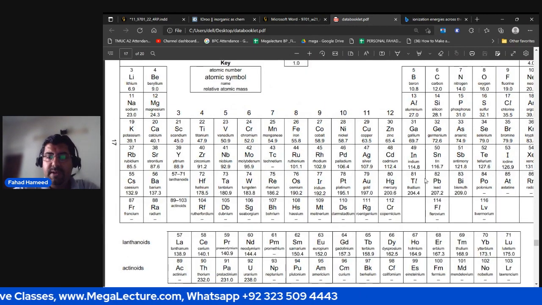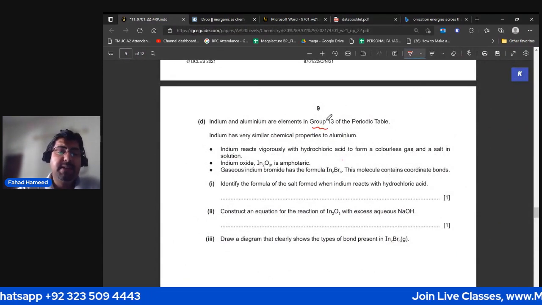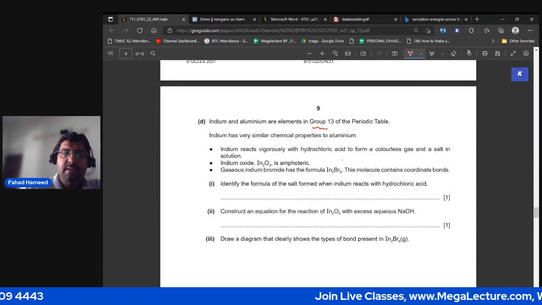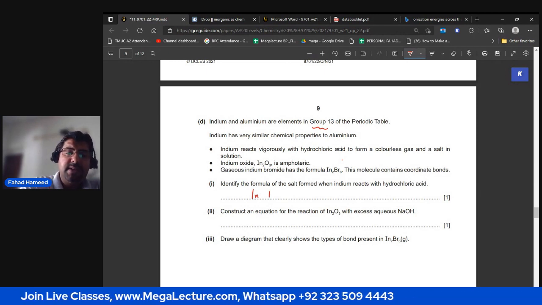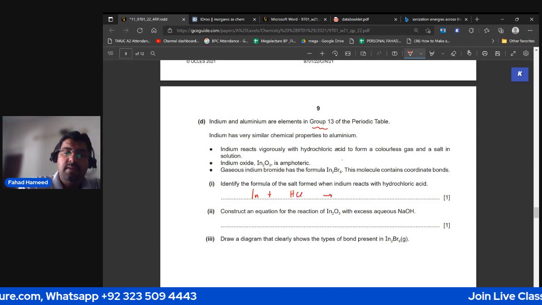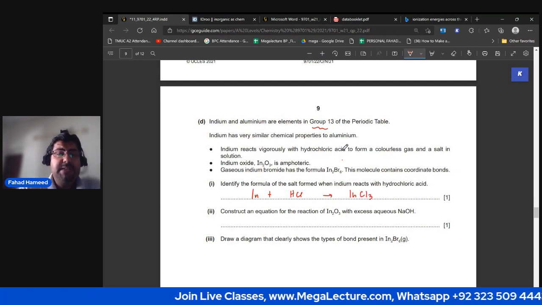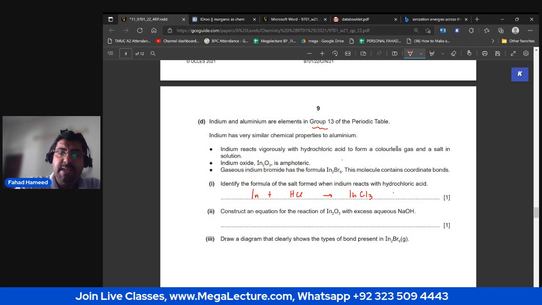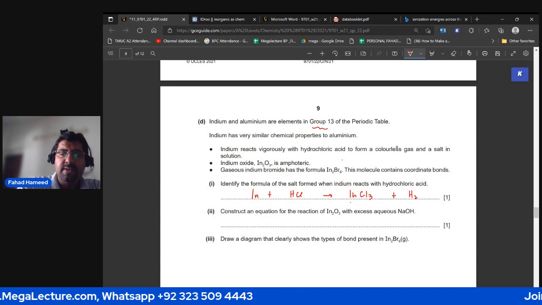It's in group 13. It is In, which I was thinking was iron. So group 13, that is indium. And it reacts vigorously with hydrochloric acid, so that's HCl. It's going to form InCl3, indium is going to be +3. It reacts to form a colorless gas, that's going to be H2. We just have to figure out the formula of the salt, not the whole equation.